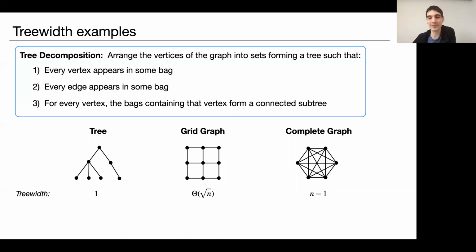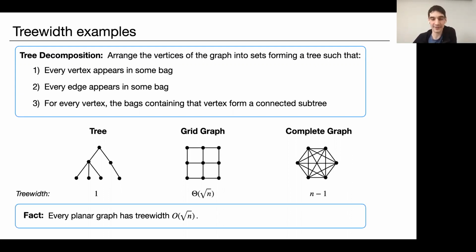But that will form a tree decomposition of a grid graph, which shows that it has tree width square root n. And at first you might think, well, this is a very specific property of a grid graph, but in fact, it's not. All planar graphs admit a tree decomposition with width square root n. And in fact, these tree decompositions can be found efficiently as well.